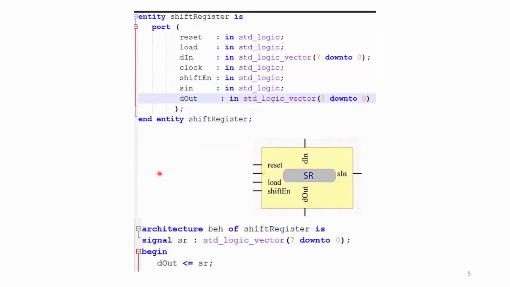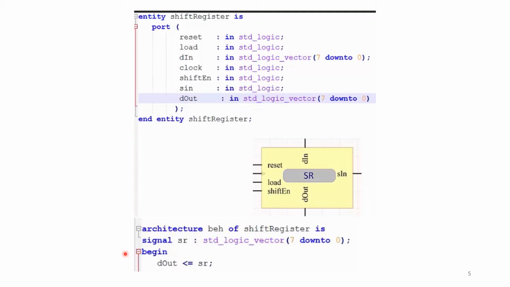We'll clear it in the VHDL module part. So here let me show you how to write the port. As we already discussed: reset, load, shift enable, data in, data out. Our data out is only output, which will be 8 bit, data in is 8 bit, all others are input, and all of them are single bit. So this is the entity part.